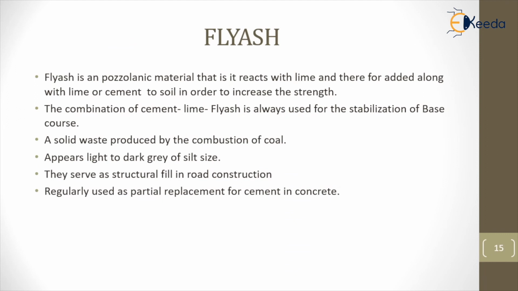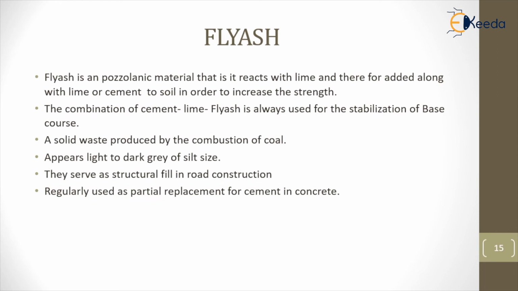Let's see what fly ash is. It is a solid waste product produced by the combustion of coal. It is a pozzolanic material that reacts with whatever material it is added to. It can be added along with lime, or it can be added along with cement. The combination of cement, lime and fly ash is always used for the stabilization of the base course in road construction. It appears light to dark gray, of silt size, and it's regularly used as a partial replacement of cement in concrete.